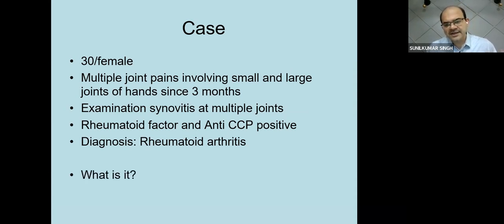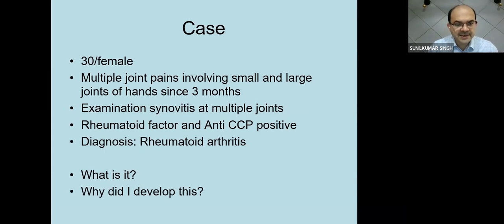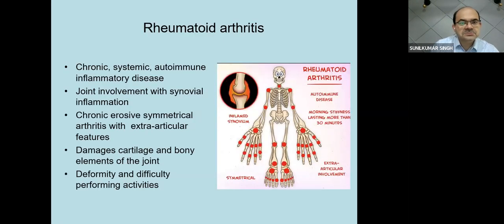And then the next question that the patient asked me is that, sir, what is it? And why did I develop this? And what went wrong with my joints? And that's how in the clinic now, from the simple question, the question level keeps increasing, and this is the patient asking you. And the first question to be answered is, then what is it?